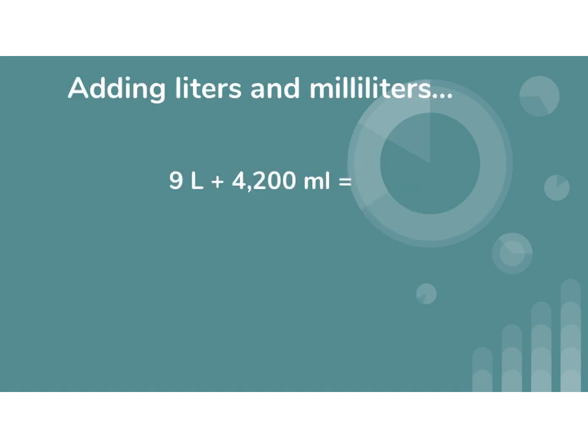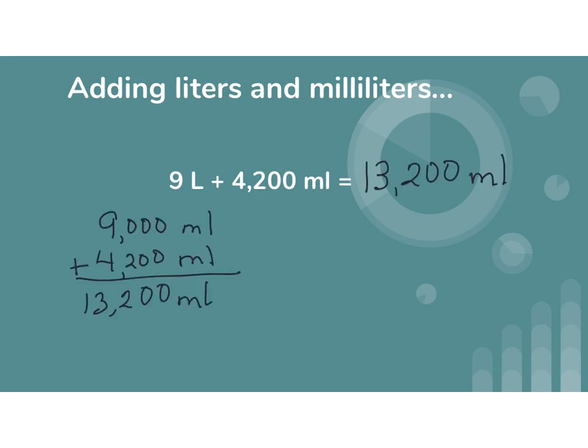Okay, when we're adding and subtracting, remember we have to have the same units. We have to be adding and subtracting the same units. It would be like adding bananas and apples, and then how many apples do we have? We need to be adding the same units. So if we look at this problem, 9 liters plus 4,200 milliliters, we want to change the 9 liters into 9,000 milliliters and then add it together.